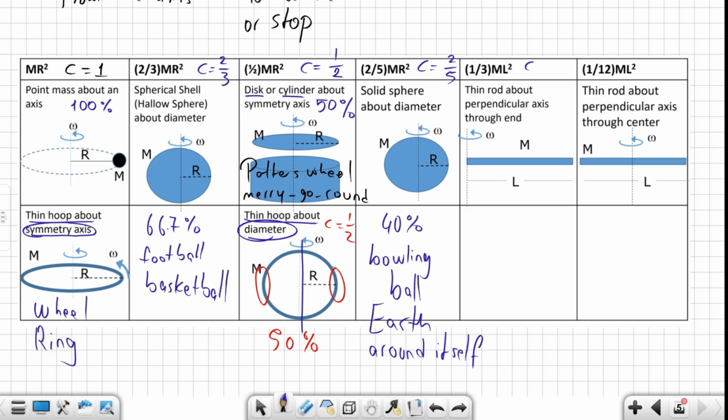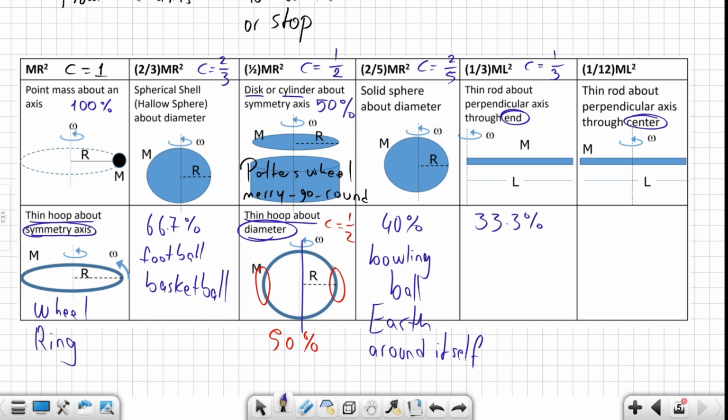The next example or shape is a thin rod around its end. So if we make one end as the axis of rotation, the constant will be 1 over 3. An example for this one, you can hold one end of the pen and drop it. You have just made the end of the pen to be axis of rotation. So, which corresponds to 33% of the mass that is at the farthest possible point.